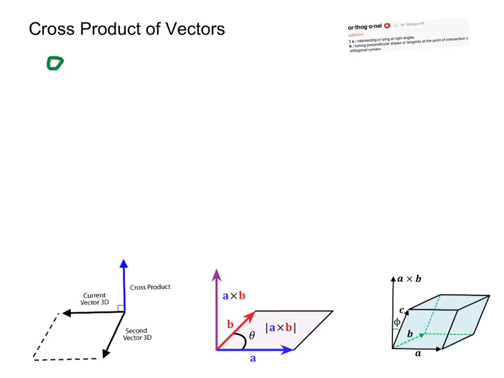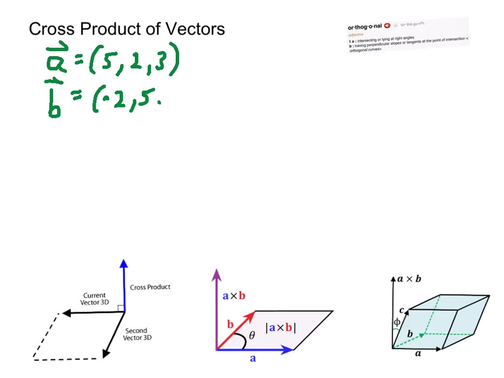Say we are given vector A has coordinates 5, 2, 3, and vector B has coordinates of negative 2, 5, 0. And we want to know the vector that would be perpendicular to both of them. Okay, the cross product. Here's how we find it.